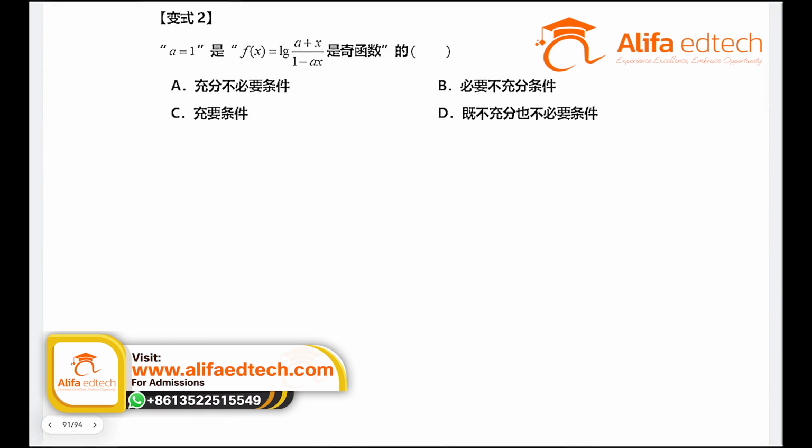Okay, next, it says if a equals 1, then this thing is an odd function. So when a equals 1, it's log of 1 plus x over 1 minus x. No problem. That proves it's an odd function. But if it's an odd function, this a here could also be negative 1. So x minus 1 over x plus 1 works too. So if it's an odd function, note that for this a, the value can be plus or minus 1. This means the implication goes one way, but not the other. It's a sufficient but not necessary condition, so we pick option A.